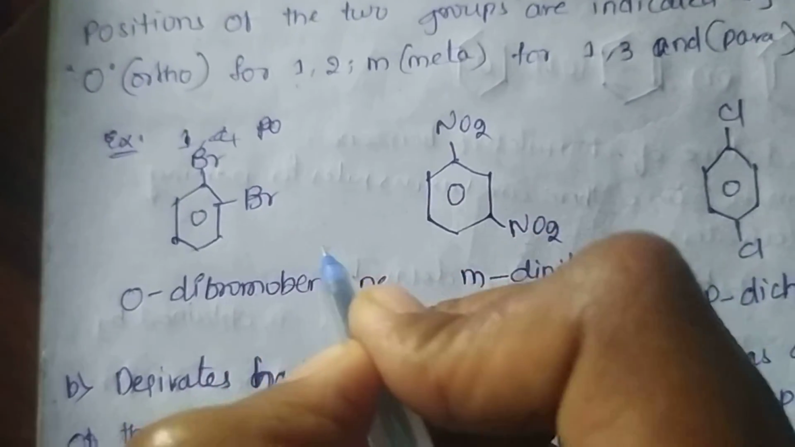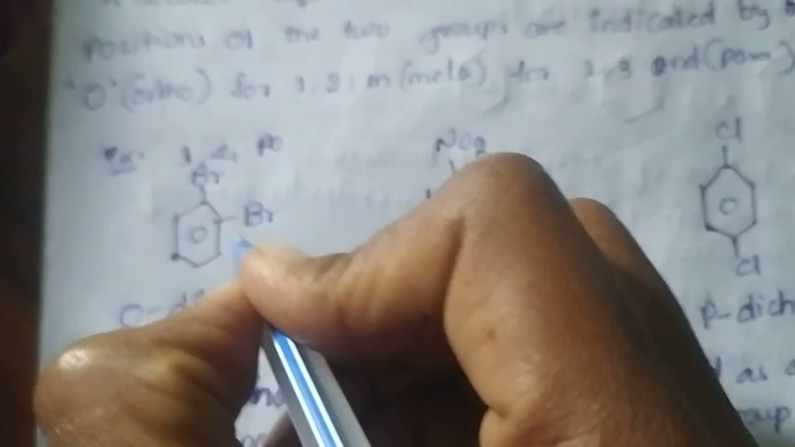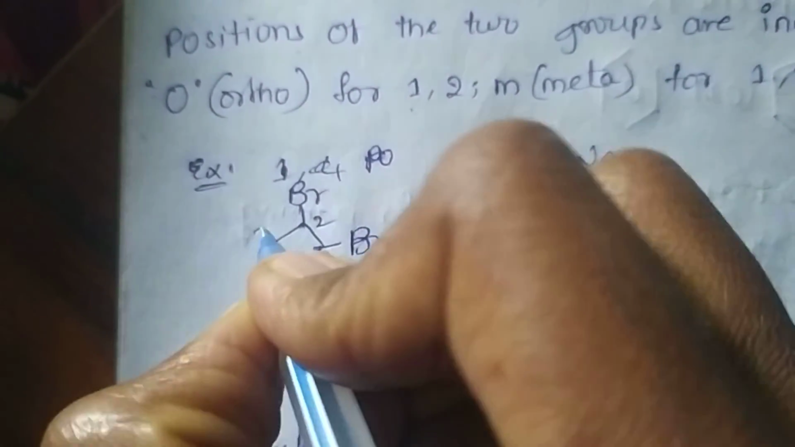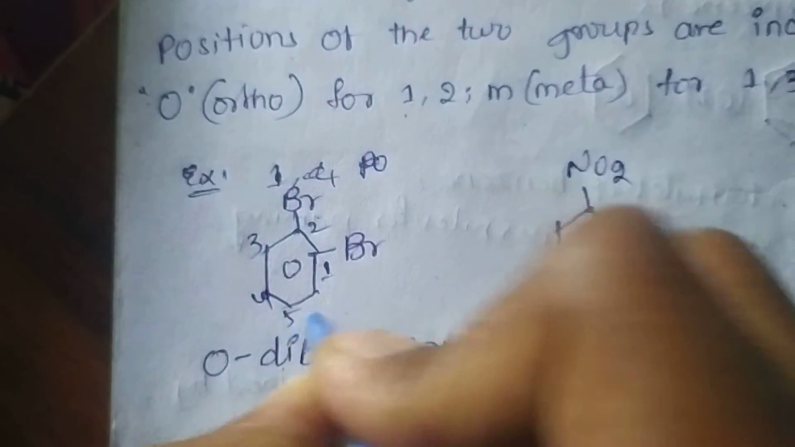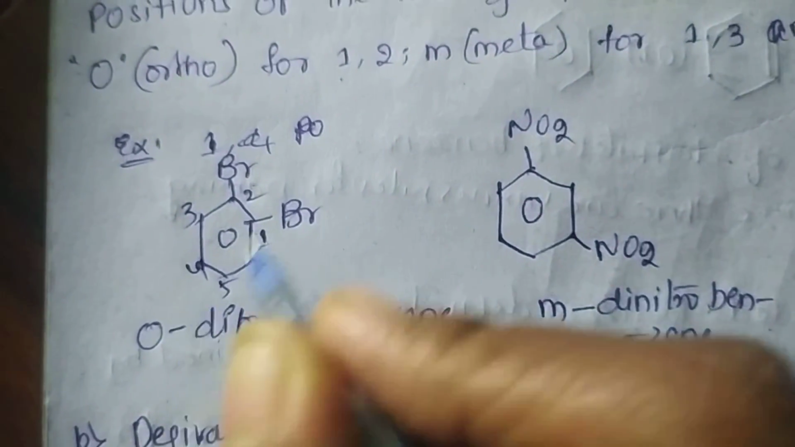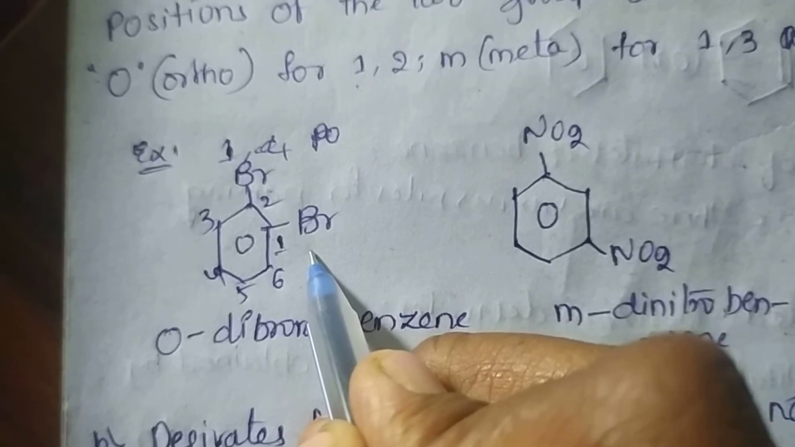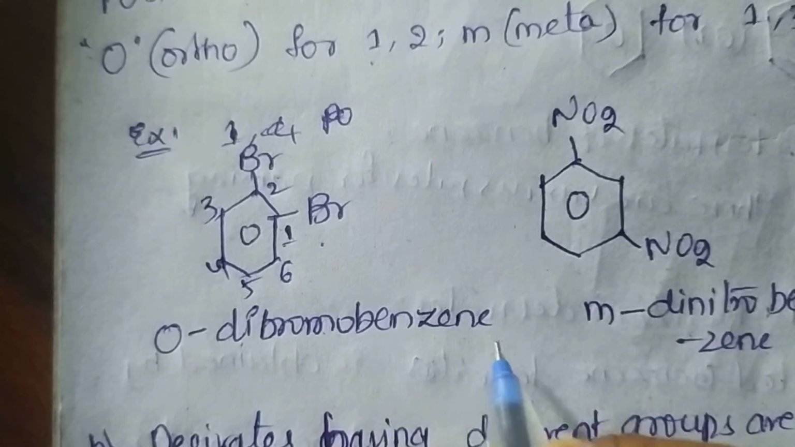The numbering also gives the least numbering. So 1, 2, 3, 4. First number. So the first position is the ortho position. Ortho dibromobenzene.